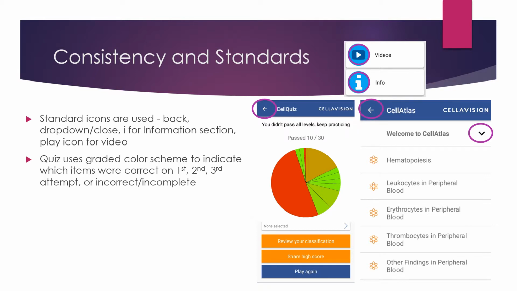And then the quizzes use a graded color scheme. So red ones are incorrect or not answered. And then it will sort of give you this gradient color of green to indicate whether it was correct on the first, second, or third attempt. So you can see that big yellow blob was 3 attempts. The bright green ones are right on the first attempt.